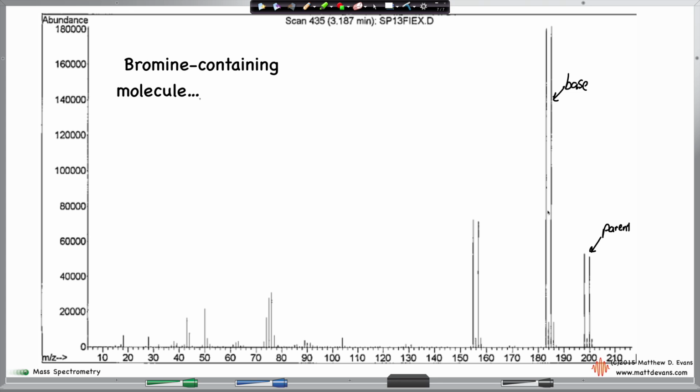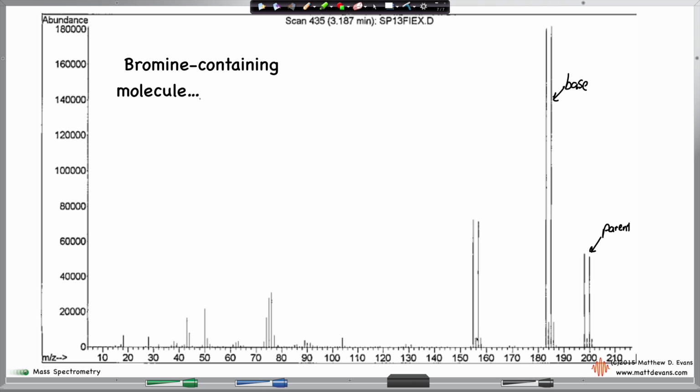Now, looking at this base peak, does this fragment still contain bromine? The answer is yes, actually, because these two peaks are still the same height. That means that whatever this base peak is, we've not lost bromine at this point. We lost something else, and there's still bromine present. Same goes for this one right here. We still have bromine present.